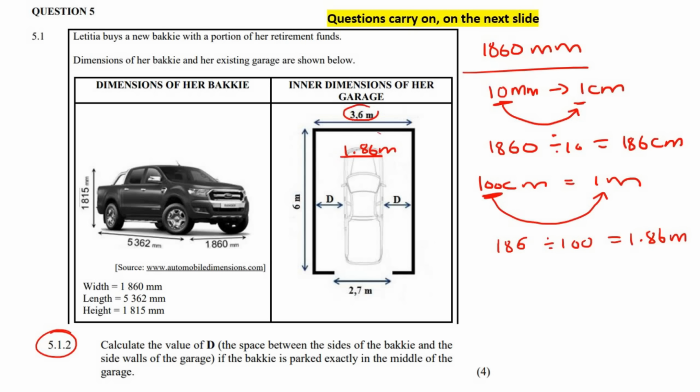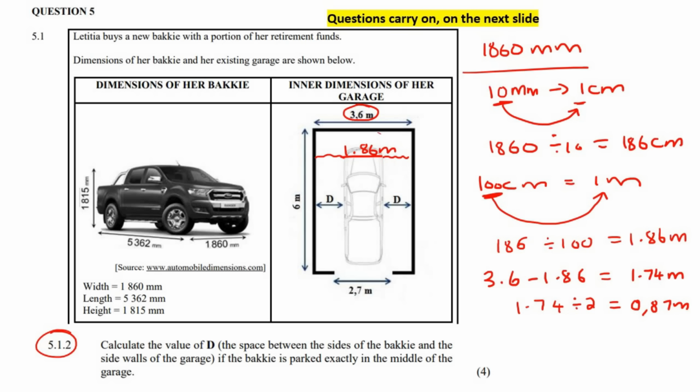The total distance is 3.6 meters. So if we subtract those two numbers, 3.6 minus 1.86, we end up with 1.74 meters. That distance would be this part and this part. So we can then say 1.74 divided by 2 to see what each of these halves would be, and that would be 0.87 meters.